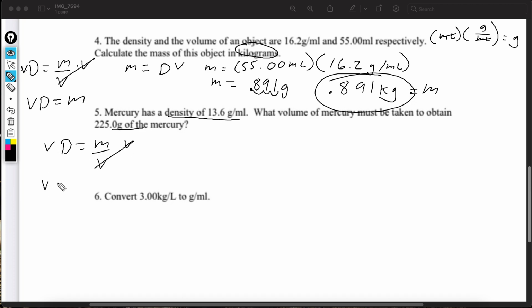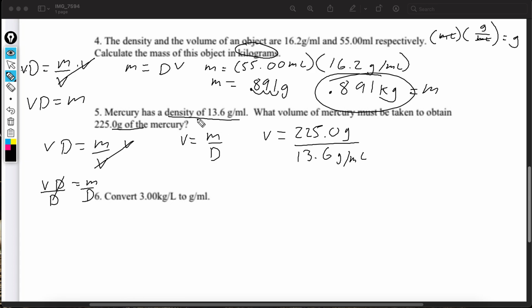Now we got volume times density equals mass, but we need volume by itself. So we're going to divide D to both sides. So our new formula is going to be V is equal to mass over density. Perfect. Now let's plug and chug. So we got V over here equal, because that's what we're trying to solve, right? Where mass is going to be 225.0 grams. God, I just don't like writing that. It's just unnecessary. Over 13.6 grams per milliliter, right? So our density, plugged it for that. Our mass, we plugged it in for that. And we're trying to find volume.